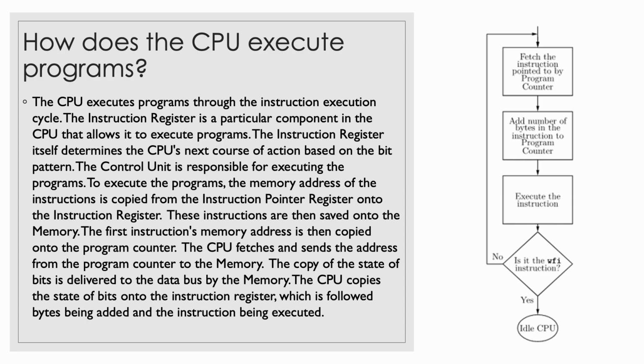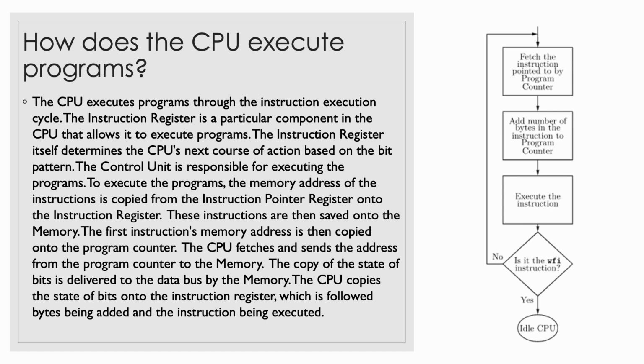Now, lastly, the CPU executes programs through the instruction execution cycle. So, the instruction register is a particular component in the CPU that allows it to execute programs, where it itself determines the CPU's next course of actions based on the bit pattern. So, the control unit is responsible for executing the programs itself.